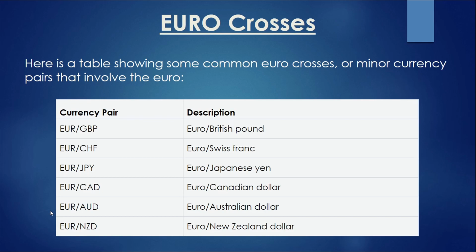We saw that the minor currencies are called the crosses, and these now are the Euro crosses. So Euro crosses is anything that has Euro in it, right? Here's the table showing some common Euro crosses, or the minor currency pairs that involve the Euro. So the Euro GBP, which is the Euro Great British Pound, and Euro Swiss franc, Euro Japanese yen, Euro Canadian dollar, and Euro Australian dollar, and Euro New Zealand dollar.